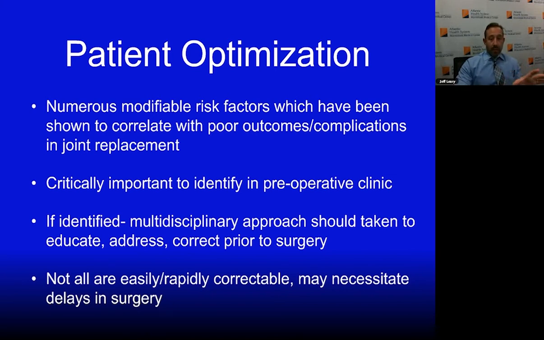It's really, really important that we identify these in your pre-admission testing, or whatever clinic you use for your pre-op clearances. Once identified, it's key to have a multidisciplinary approach to educate the patients, and address and correct anything that's modifiable, things that can be changed before surgery. Not all of these are easily or rapidly correctable. It's not easy to tell a patient to lose weight or get blood sugar under control, things like that. And it may necessitate a delay in surgery, but that's okay, because if you explain that to the patient and let them know it's for their safety so they have a better outcome, most patients understand that.